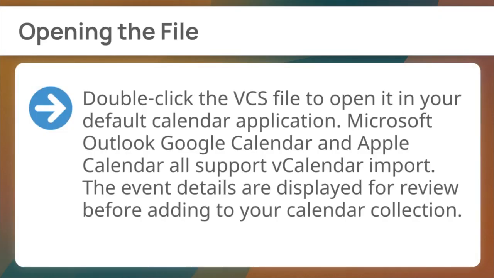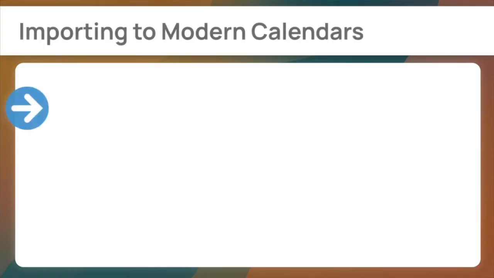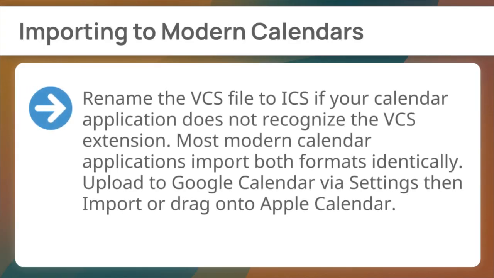Microsoft Outlook, Google Calendar and Apple Calendar all support VCALENDAR import. The event details are displayed for review before adding to your calendar collection. Next, importing to modern calendars. Rename the VCS file to ICS if your calendar application does not recognize the VCS extension. Most modern calendar applications import both formats identically.